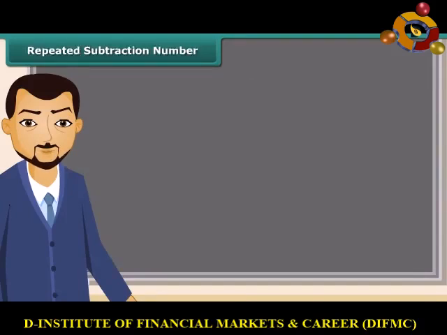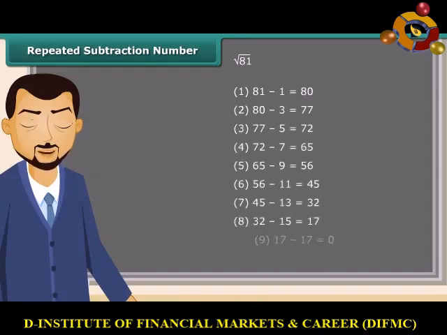We can find the square root of a given number using the repeated subtraction method. It is really easy. Consider the square root of 81. Just subtract successive odd numbers from 81, starting from 1, till the difference becomes 0. So you have noticed it took 9 steps to get the difference as 0. Therefore, the square root of 81 is 9.